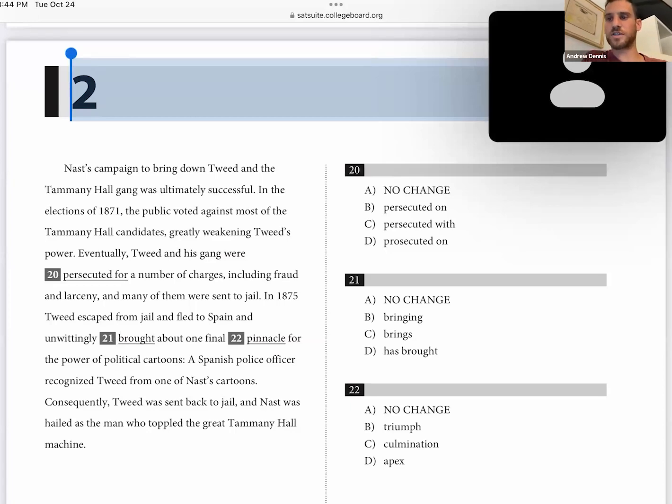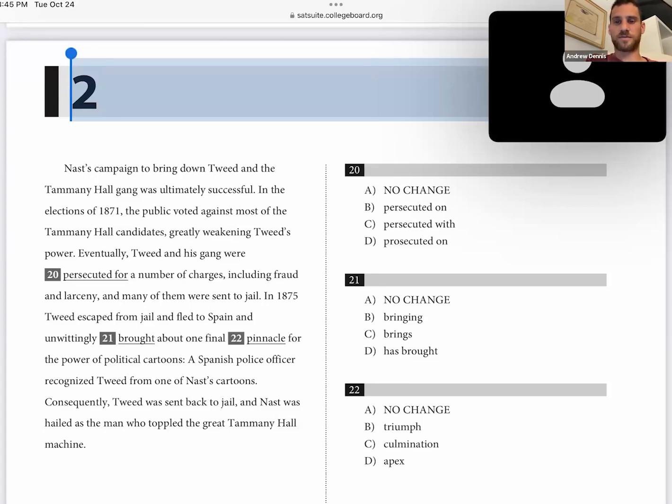Persecuted for a number of charges, persecuted on a number of charges, persecuted with a number of charges, or prosecuted on a number of charges. Anyone catch this? What'd you say? D. D is in dog. Yeah, prosecuted. Persecuted means discriminated against. Prosecuted means brought to court, right? That was a tricky one.